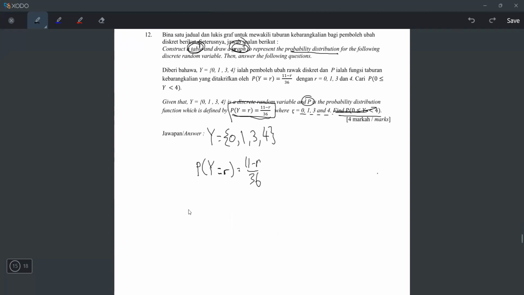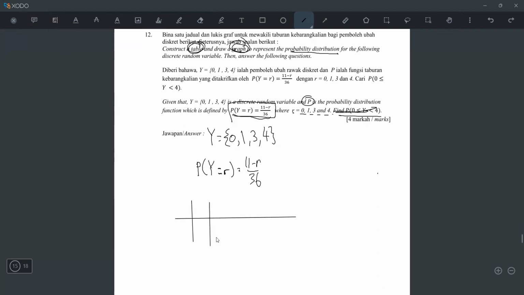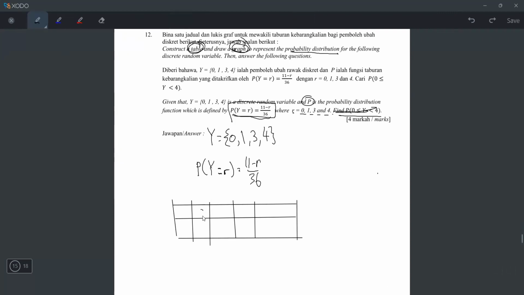So construct table. So we have table. And how many column do we need? So we have 0, 1, 3, 4. So 0, 1, 3. Okay. Yeah. Okay, it doesn't have to be nice lah. Okay, can already. 0, 1, 3, 4. That's the y. That's the r. And then I will write P(y = r). Ayo, space already.